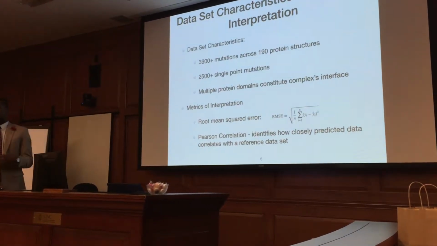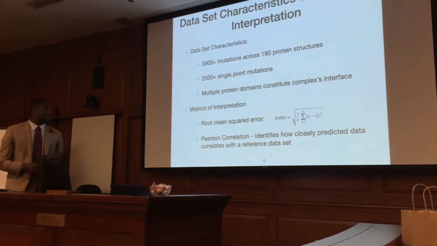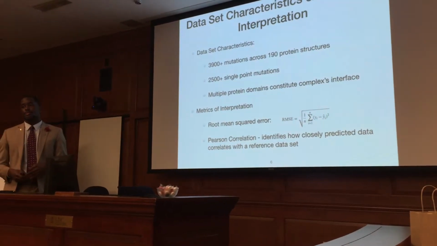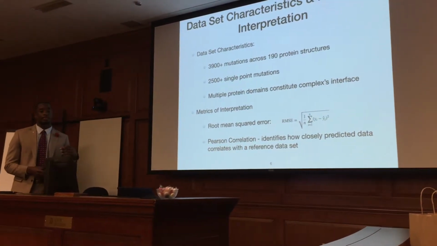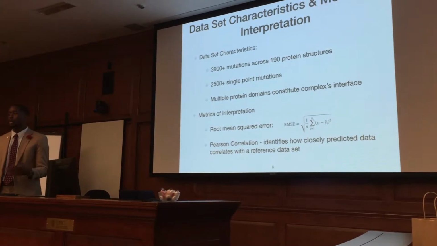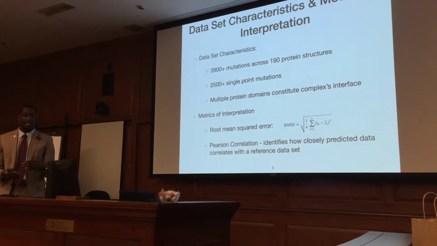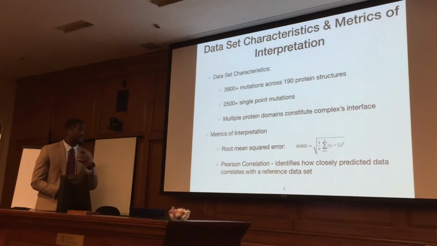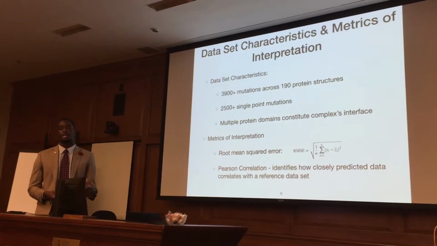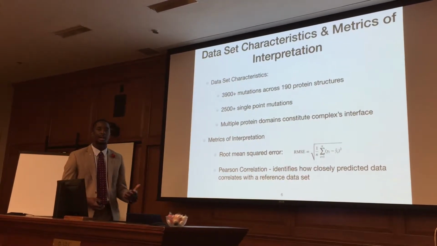Another data metric we use to interpret this data is the Pearson correlation, and that number tells us how well the predicted data set did against the actual data set. So if this number is higher, that's good.